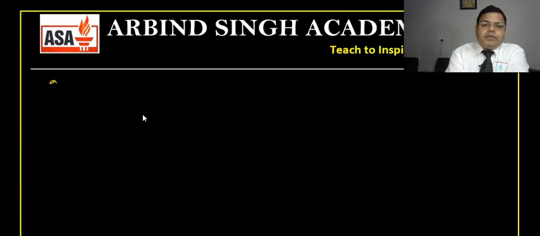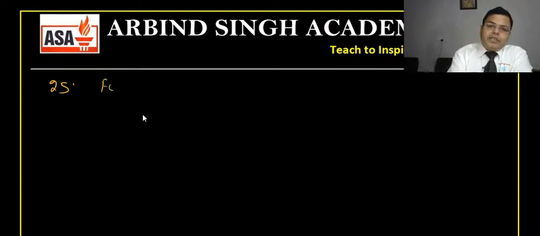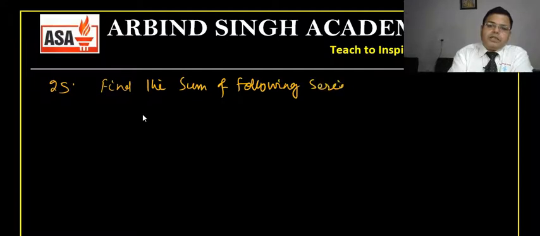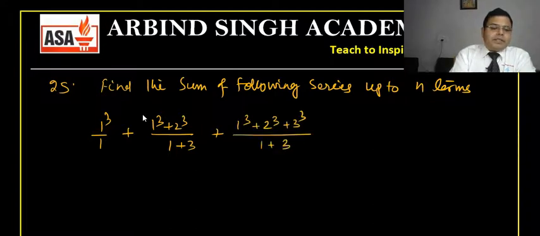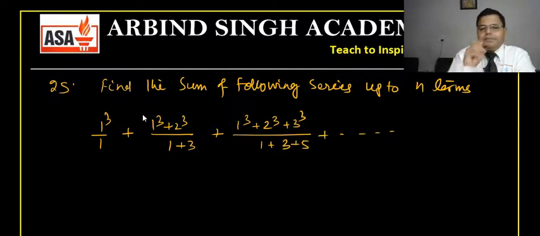Now let us discuss question number 25. Question number 25 says: find the sum of the following series up to n terms, right? And the series is given as 1 cube by 1, plus 1 cube plus 2 cube divided by 1 plus 3, plus 1 cube plus 2 cube plus 3 cube divided by 1 plus 3 plus 5, and so on up to here.